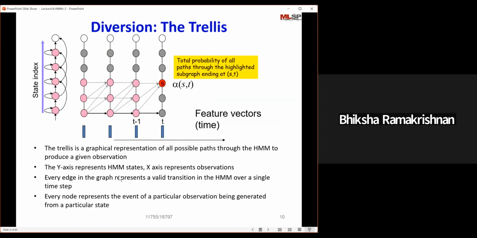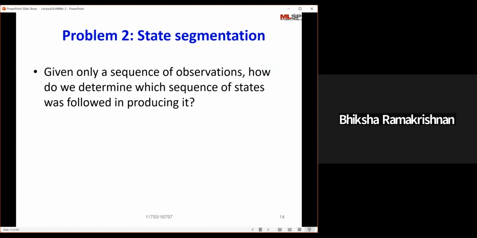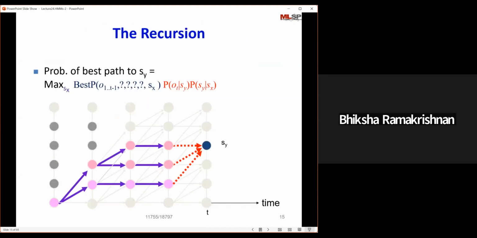And for this too, we had specified a dynamic programming algorithm, which is based on this very simple principle: if I define the best path to any node in the trellis as the most likely path to that node, then the most likely state sequence through the trellis is going to be the most likely overall path from a state in the very first time instant to a state in the very last time instant.